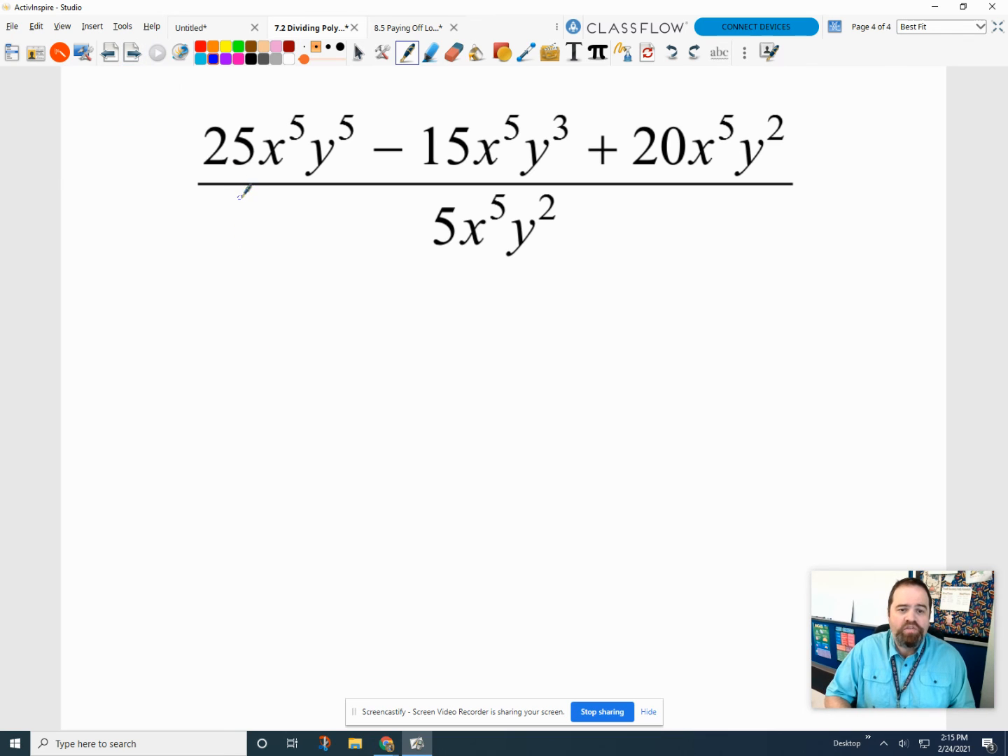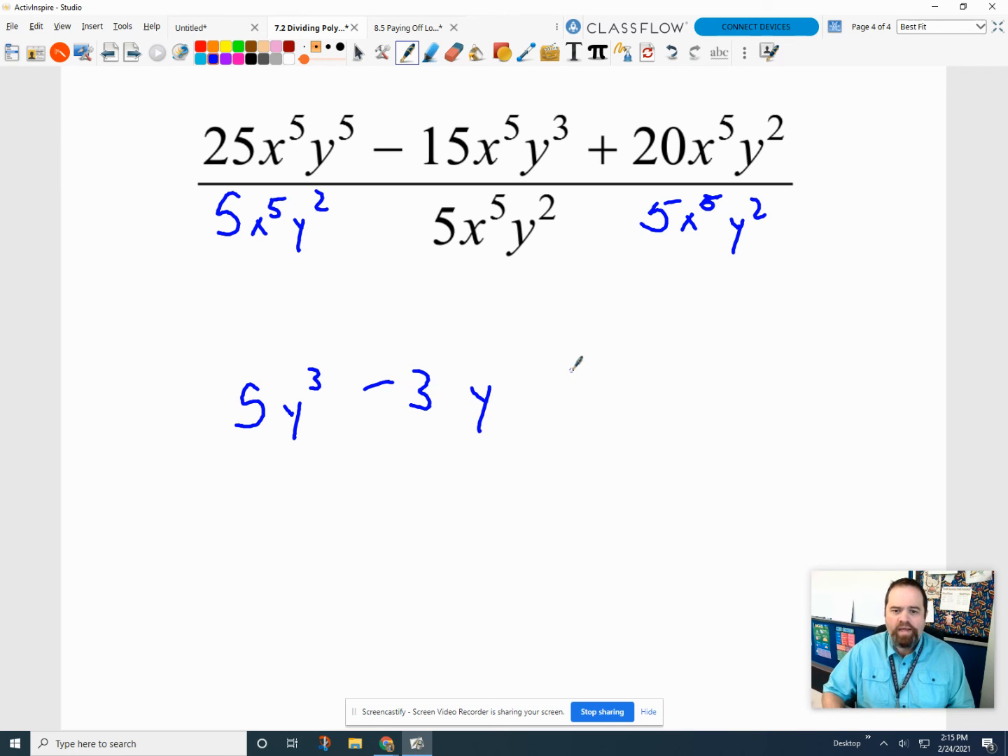So I'm going to divide each of these by 5x to the 5th y squared. So when I divide, I'm left with 5y to the 3rd minus 3y plus 4.